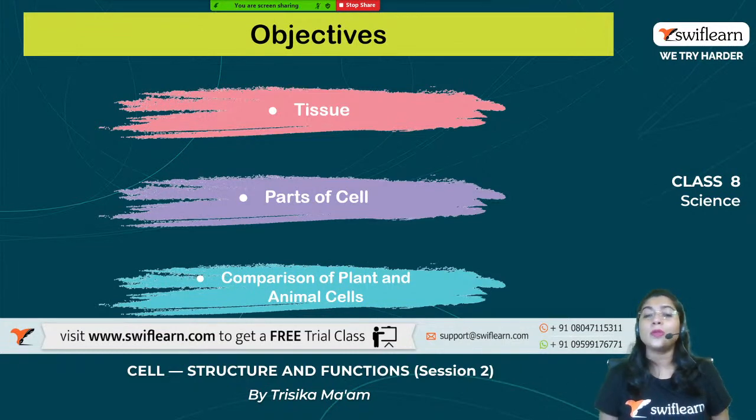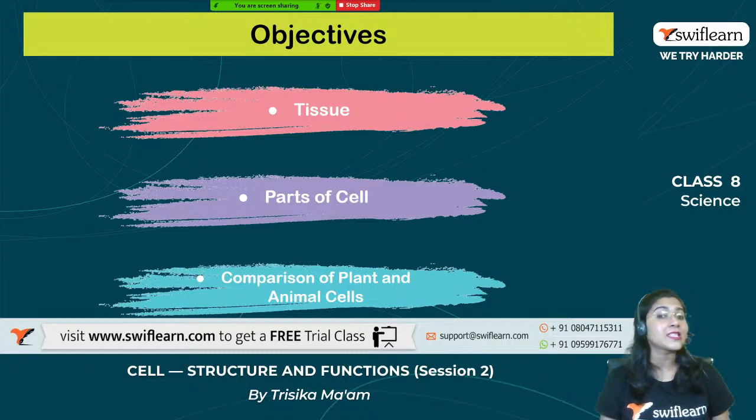So mainly we will go through the different coverings of the cell in case of the plant cell and the animal cell, as well as the cytoplasm, which is the main component of the cell, and the nucleus, which we also call the brain of the cell.